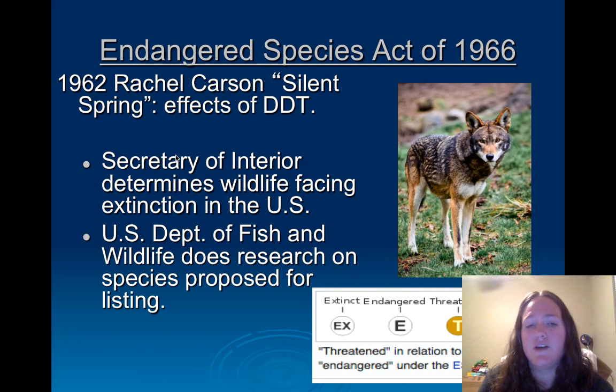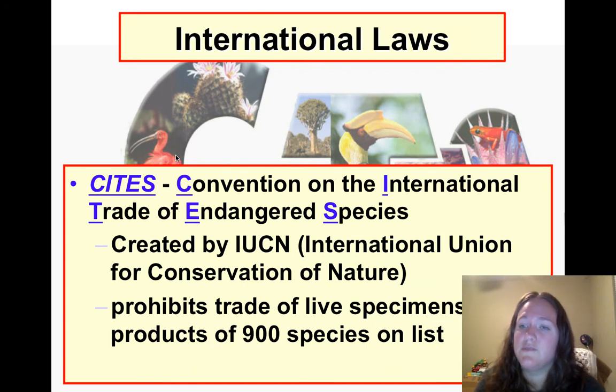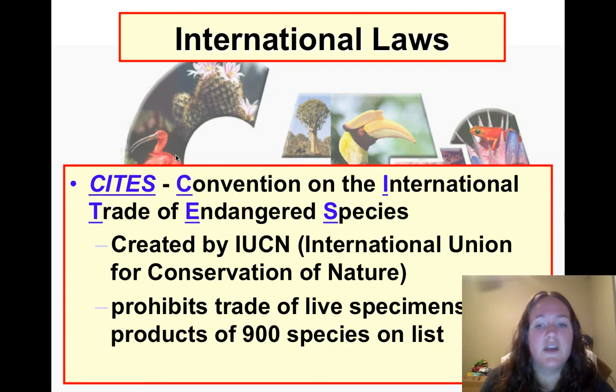So the Secretary of the Interior determines what wildlife are facing extinction in the U.S. They use the U.S. Department of Fish and Wildlife Service to do research on the different species that are proposed for the listing, and then they vote on it and see, should we put this animal on the endangered species list. Some international laws, there is CITES, the Convention on the International Trade of Endangered Species, which was created by the International Union for Conservation of Nature, and it prohibits the trade of different species, over 900 species that are on this list that they have.